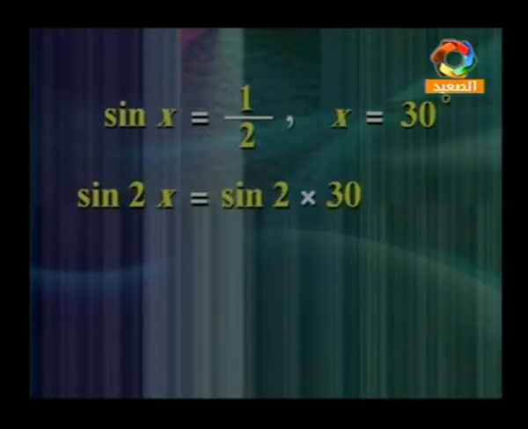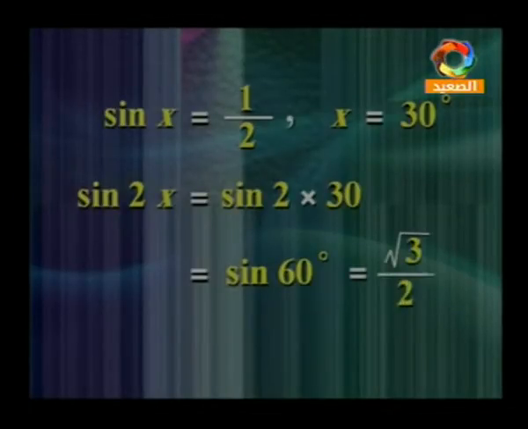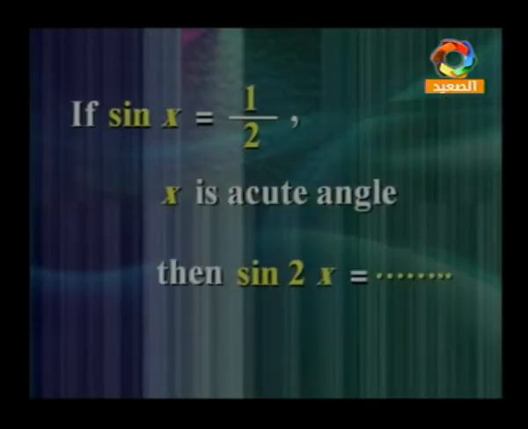So to find the value of sine 2x, it means sine 2 multiplied by 30, which is sine 60. Now, what about sine 60? Yes, sine 60 is going to be square root 3 over 2. Then the answer will be square root 3 over 2.